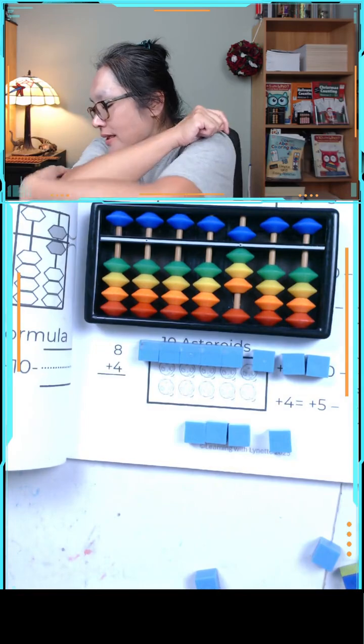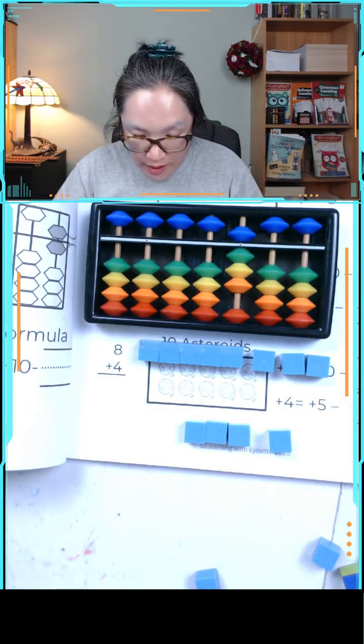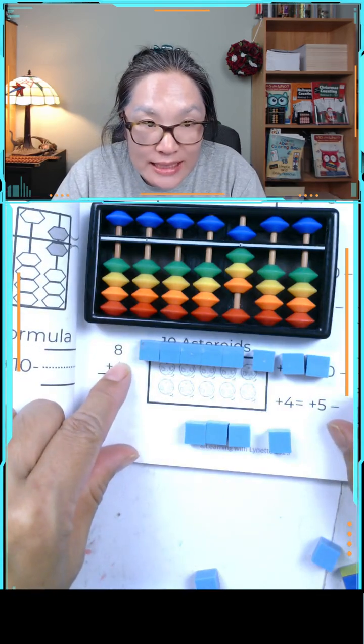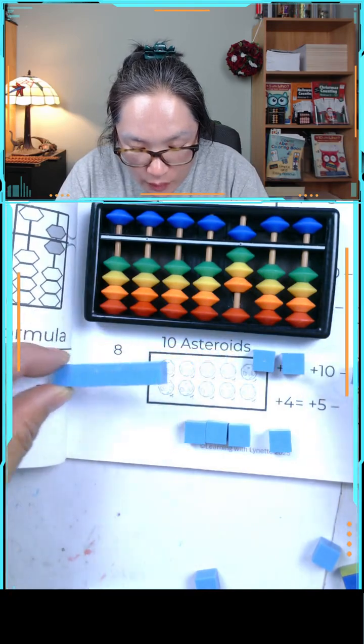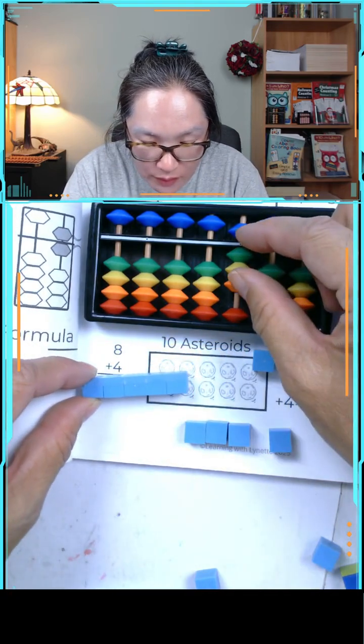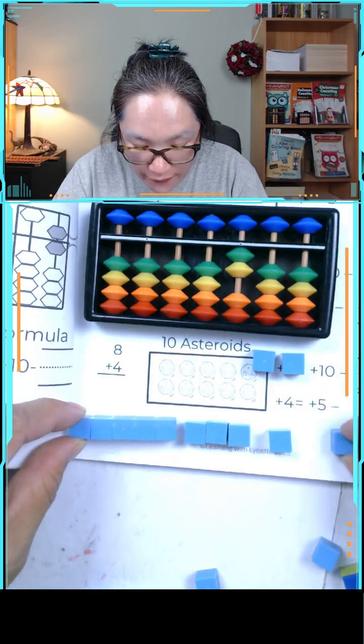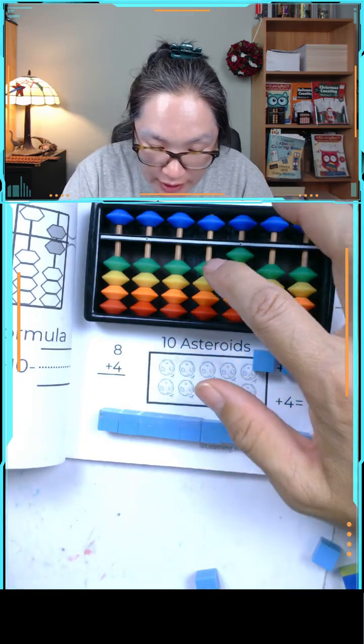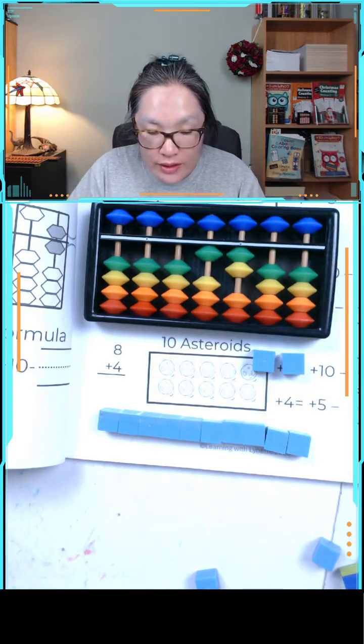So if I add a 6, I have to get the 6 from somewhere. So the 6 comes from the previous number. It comes from the 8. So if I take 6 away from the 8, I can add it to my 4 to make a 10. And I just did a carryover. I just carried over. And my final answer is 12.